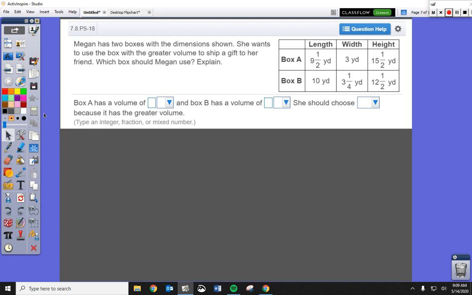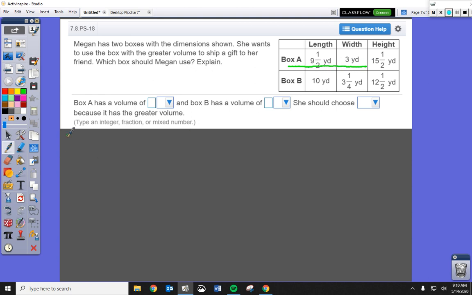Okay? Next one. Megan has 2 boxes with the dimensions shown. She wants to use the box with the greater volume to ship a gift to a friend. Which box should Megan use? Explain. All right, box A. Got to be careful because the information here is going left to right.